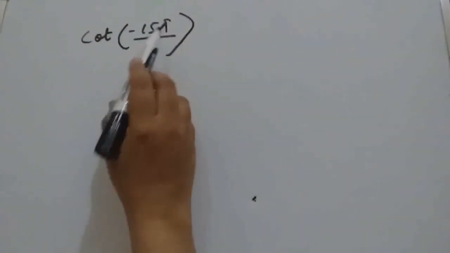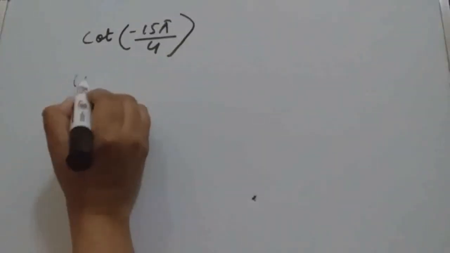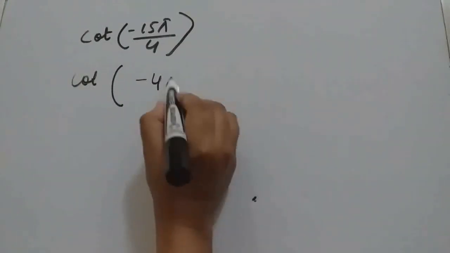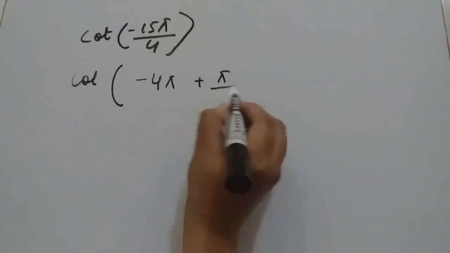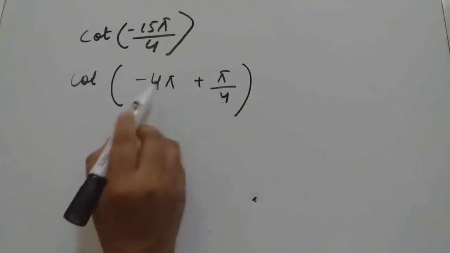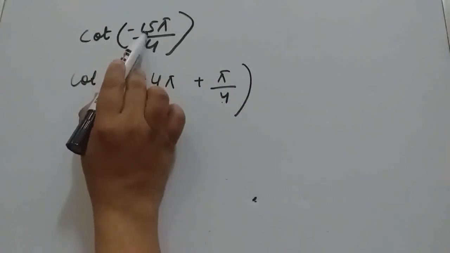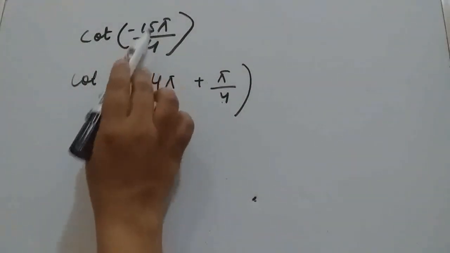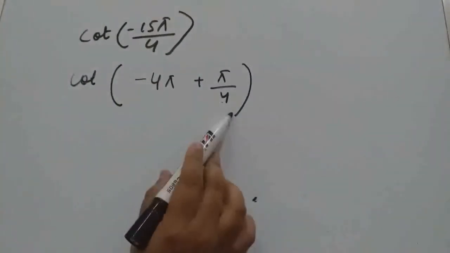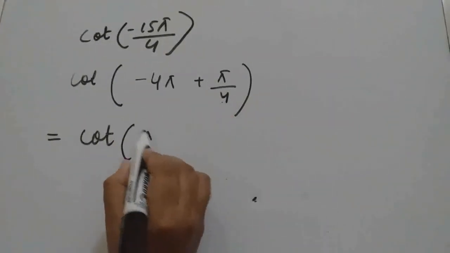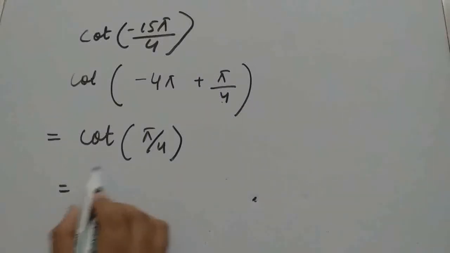Cot of minus 15 pi by 4. So see here, we can write this as minus 4 pi plus pi by 4. See, 4 4s are 16. Minus 16 plus 1 means minus 15, isn't it? So minus 15 pi by 4 we can split like this. So now it will be cot of pi by 4, which is 1.